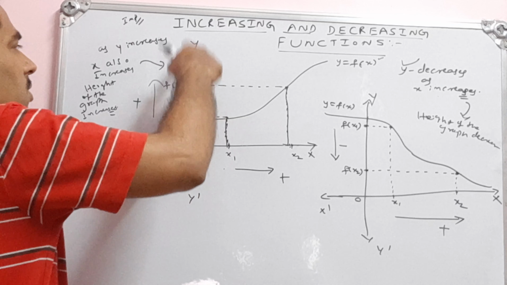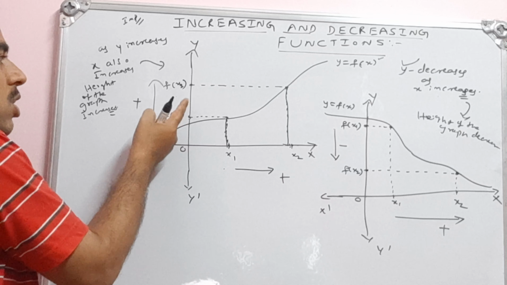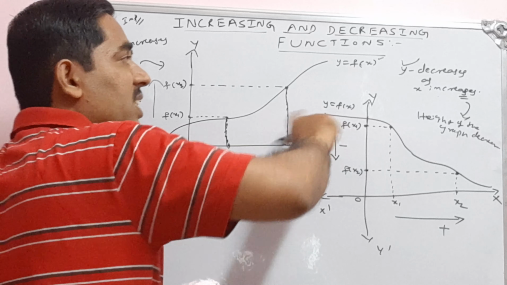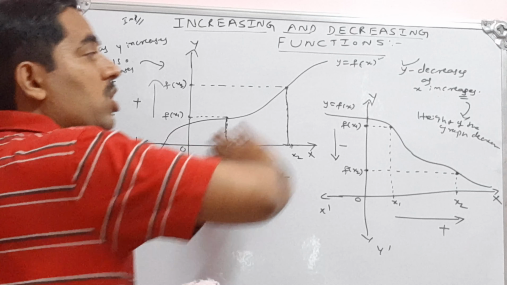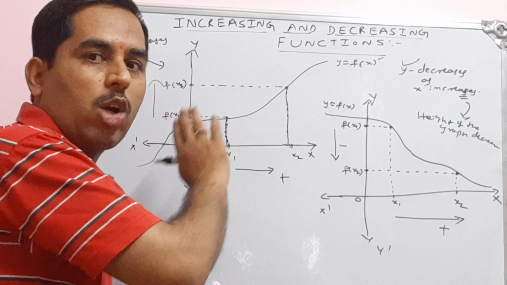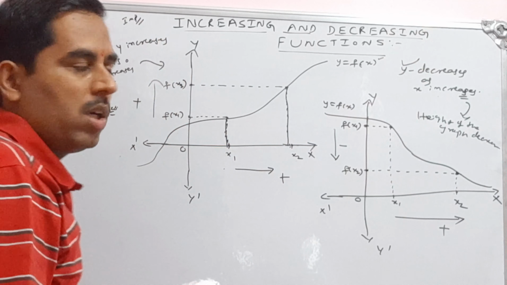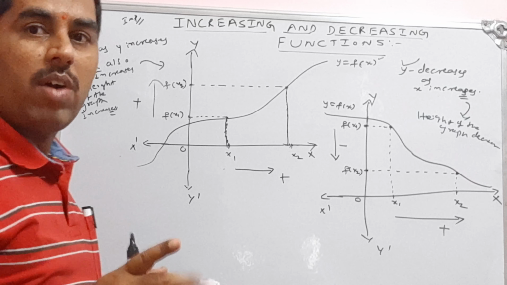So as the value of y increases, see 1, 2, 3, 4, 5, 6, as the value of y increases, the value of x also increases. In other words, the height of the graph goes up, for y equals f of x, the curve we have taken, the height of the graph goes up. In such a case, we call the function an increasing function.